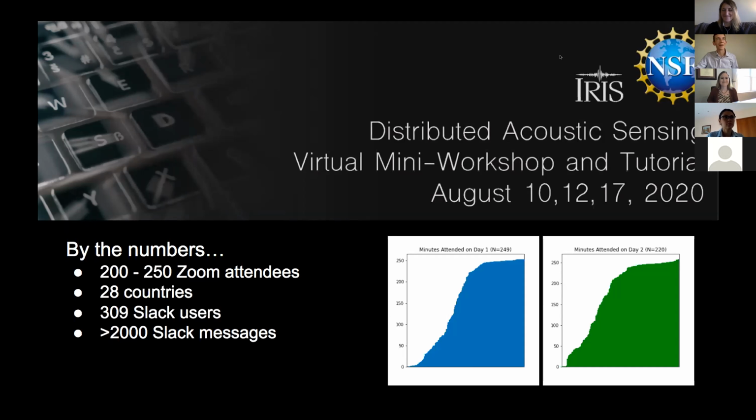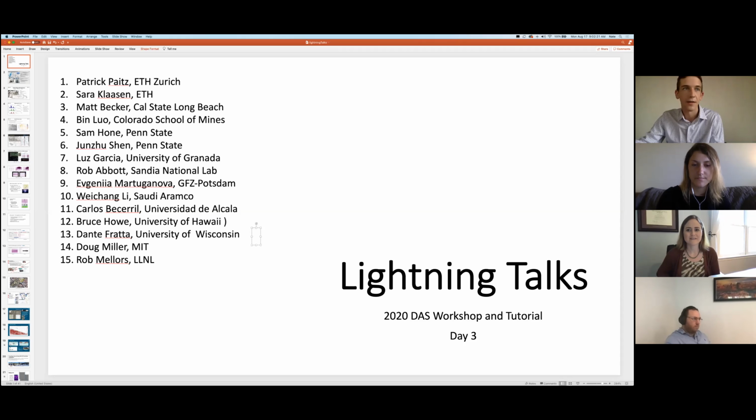Okay, thanks everyone for joining. We're going to start off this morning with lightning talks, but as we get started here, we looked at some of the numbers from day 1 and day 2, and we just wanted to summarize that we have over 200 attendees on both day 1 and day 2, many of whom were able to join for more than an hour, from over 28 countries. We're excited to be able to open up this workshop to so many of you.